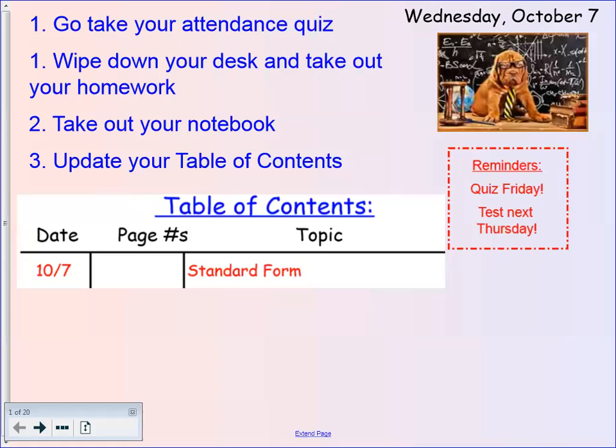All right, everybody, we're going to talk about a new set of notes today. Today, we're talking standard form.